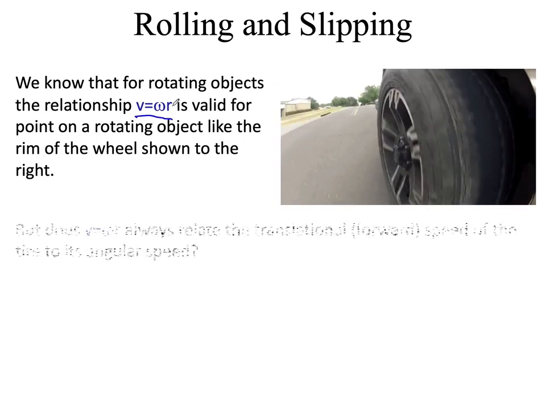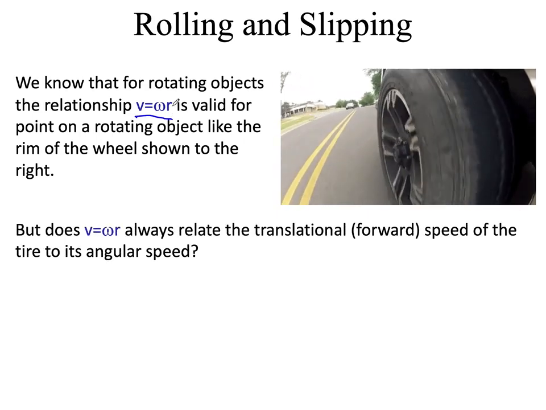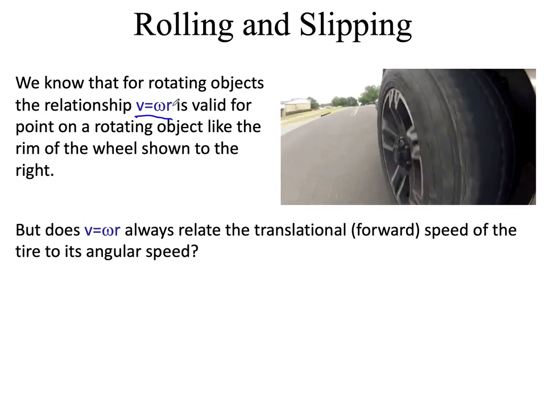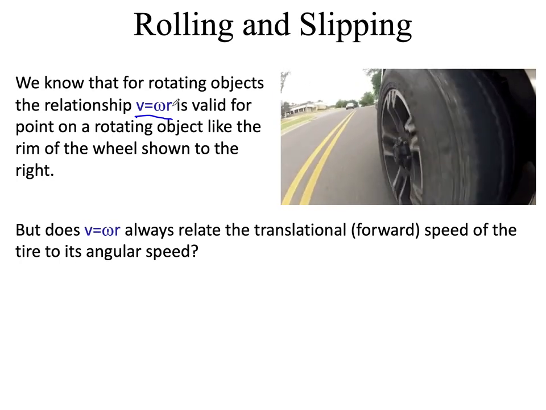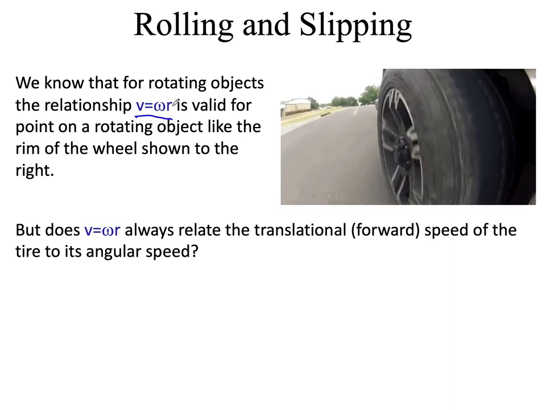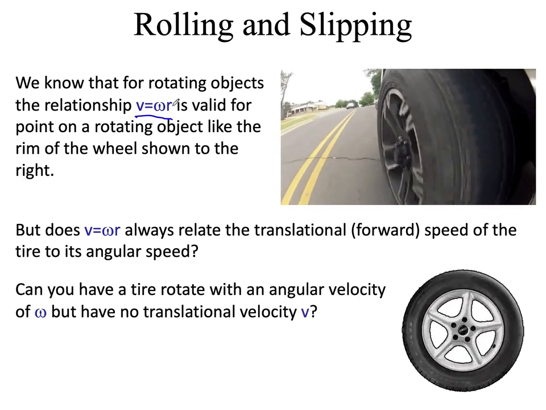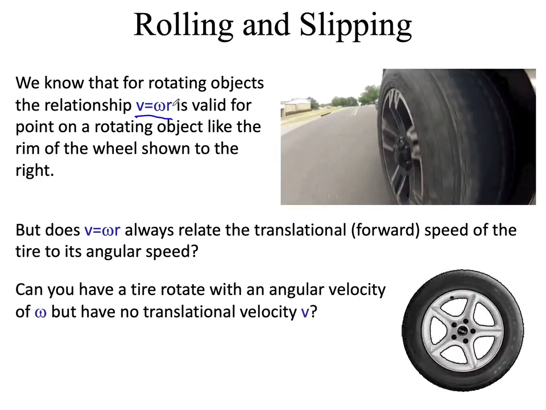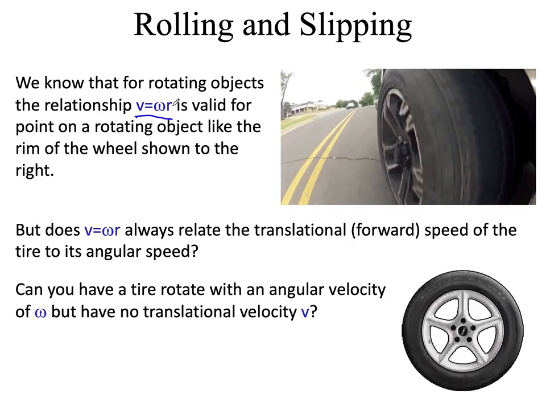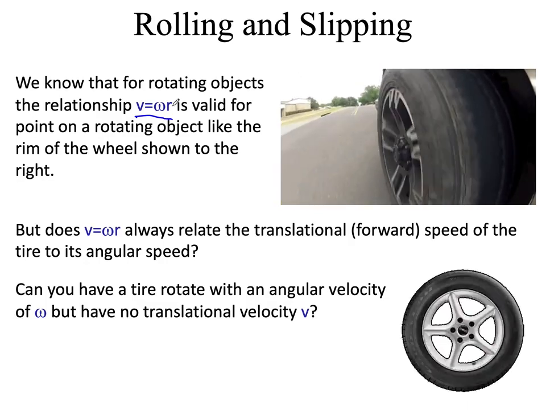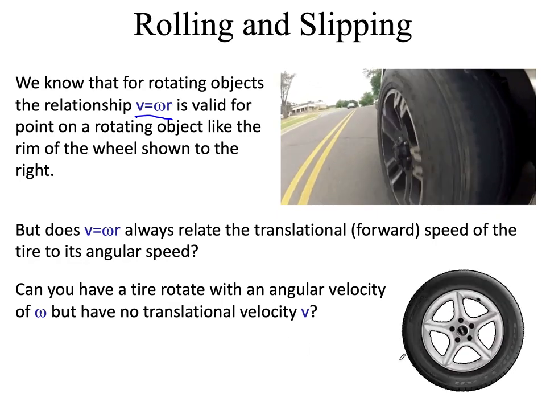But I've got a question for you. Does it always correctly relate the translational or forward speed of a tire to its angular speed? Think about it for a brief moment. Can you have a tire rotate without the car going forward? And the answer is, yeah, you can actually. Think about it for a brief moment.